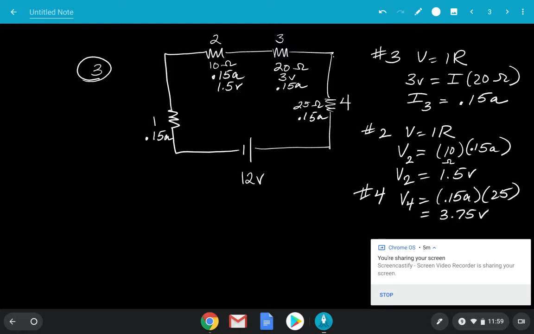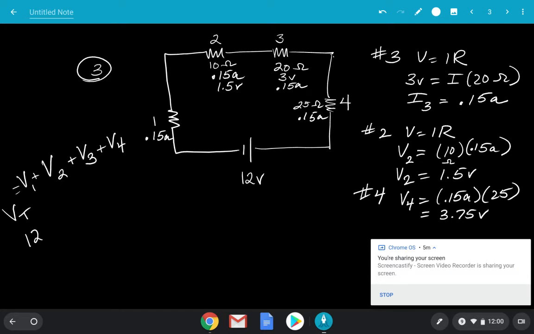All right, so what we've done here is we've done 3, 2, and 4. So now let's go back and see what else we know. We got to go back to number 1. If you think about it, let's look at our voltages. We know the voltage on 2 and 3 and 4, and if I add all of them together, that should be the total, because in a series circuit, the voltage splits.